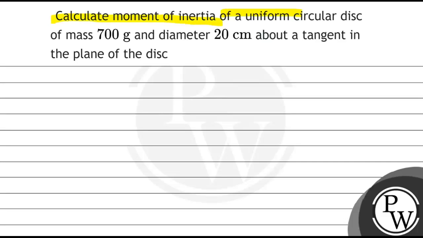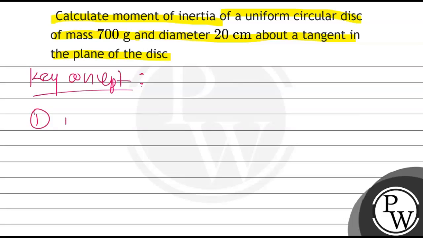Calculate the moment of inertia of a uniform circular disc of mass 700 gram and diameter 20 centimeter about the tangent in the plane of the disc. So the key concepts involved in the question are the perpendicular axis theorem and the parallel axis theorem.